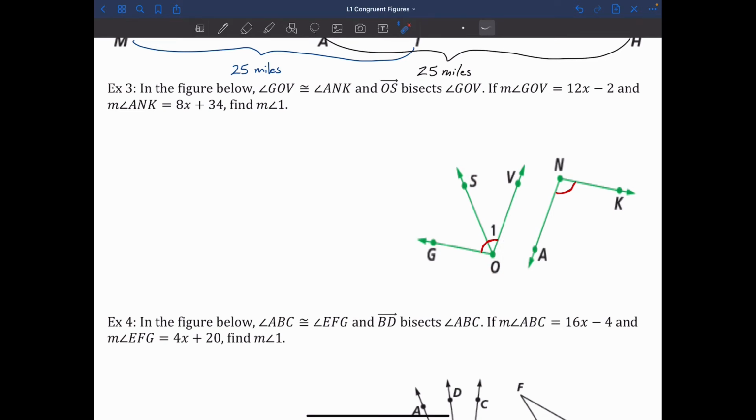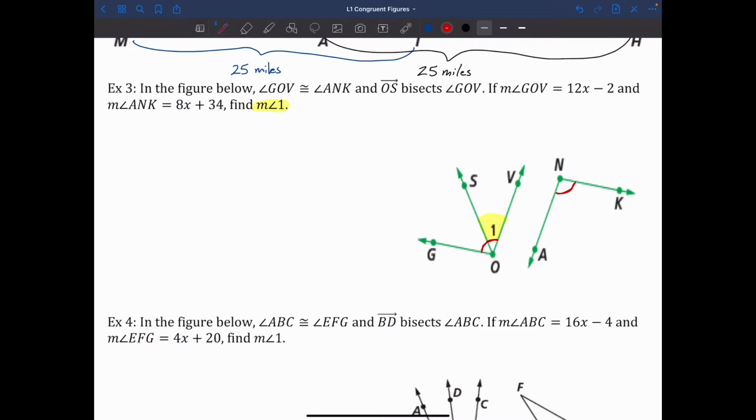If the measure of GOV is 12x minus 2 and the measure of ANK is 8x plus 34, we want to figure out the measure of angle 1 that's right in there. That's what it wants me to find. So how are we going to do that? We're going to need to know what angle GOV is, and then split it in half because it's bisected there.